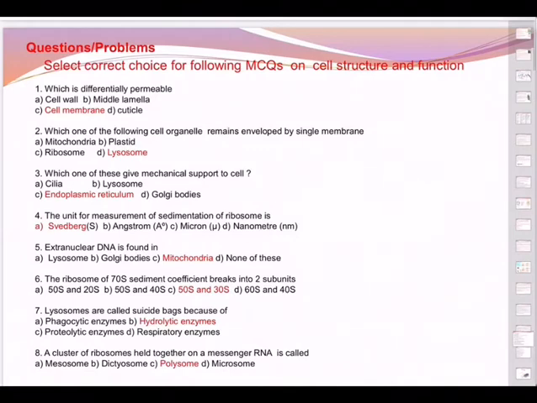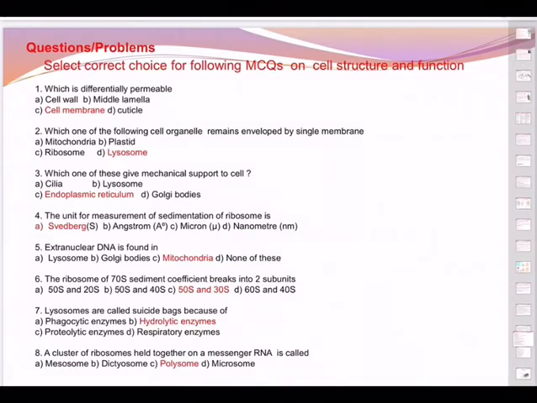Biology boys, of course, you know cell membrane. Cell membrane is selectively permeable. It selects the materials that are incoming as well as outgoing. So the answer is obviously cell membrane.